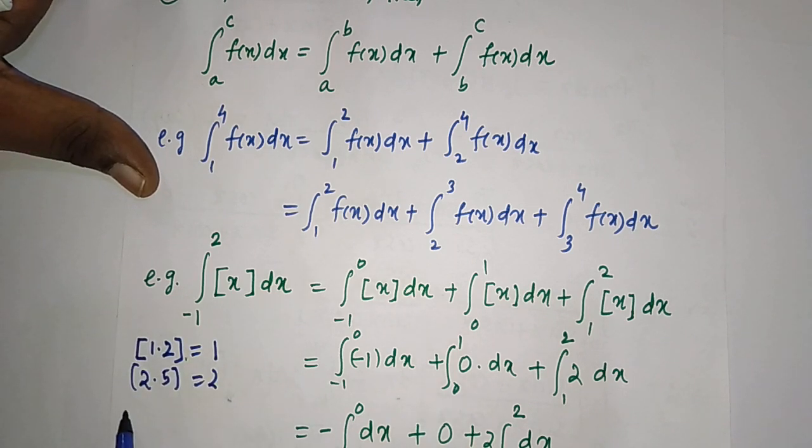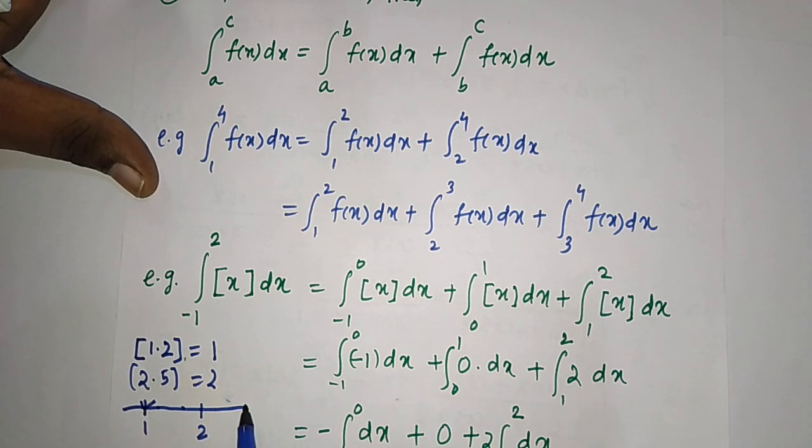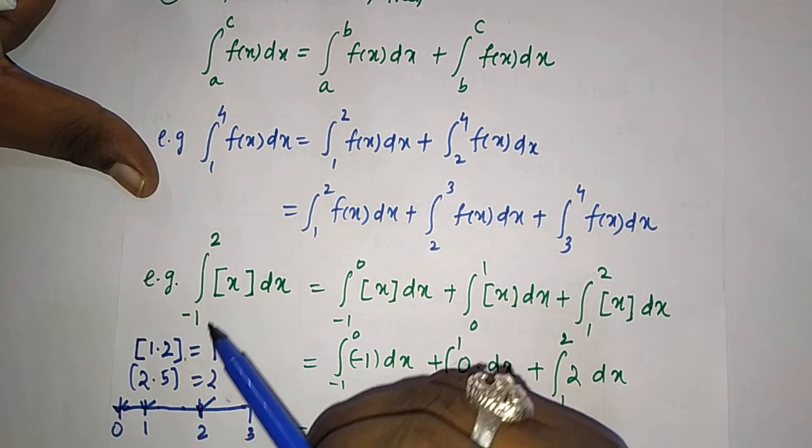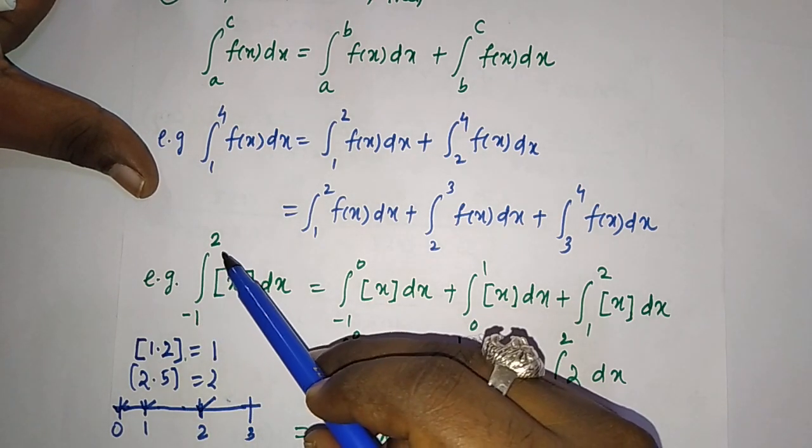Any number if you take from 1 to 2, then you will get 1. Any number if you take in between 2 to 3, then its greatest integer function will be 2. Similarly, if you take any number from 0 to 1, then its greatest integer function will be 0. So here question is given from -1 to 2.